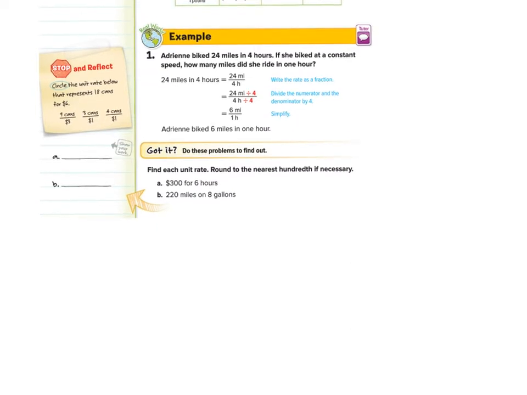Okay, I hope you read through the word problem. And you can see that in the word problem, Adrian biked 24 miles in 4 hours. In 4 hours. If we want to know how much she biked in 1 hour, right? So this would be divided by 4, so it's 1, down to 1. And this would be divided by 4, so it's down to 6. And you can see that it's 6 miles per hour.